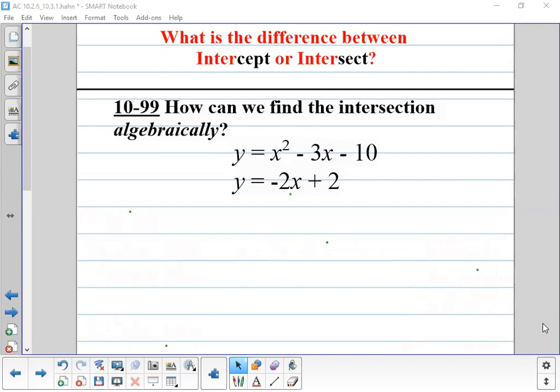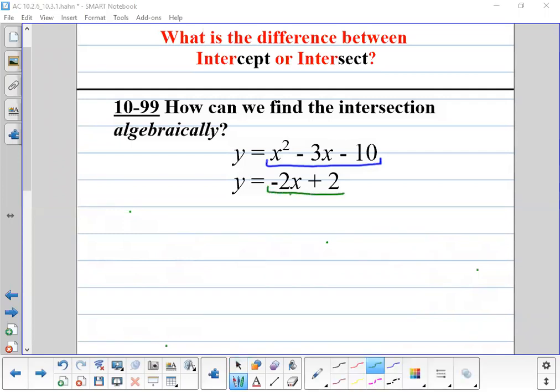Our 3 methods that we learned were equal values, substitution, and elimination. For these, the easiest method that we should use will be the equal values method. Both of these are equal to y. That means they must equal each other. So since y is equal to x squared minus 3x minus 10, and y is equal to negative 2x plus 2, that means those 2 expressions must also equal each other.